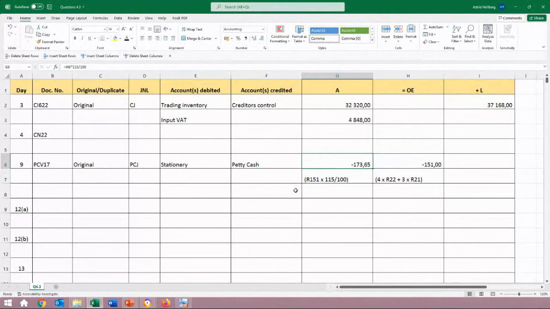It should give you an answer of 173.65. But now you can see we're not balancing. We've got 173 on the left side, but owner's equity plus liability should also agree to the amount, and there's a difference. Where will the difference go, guys? Where do you think we are taking the difference?